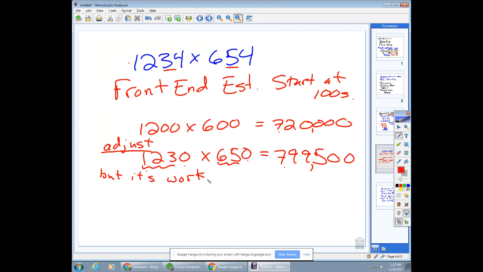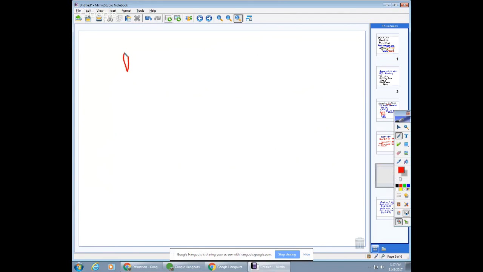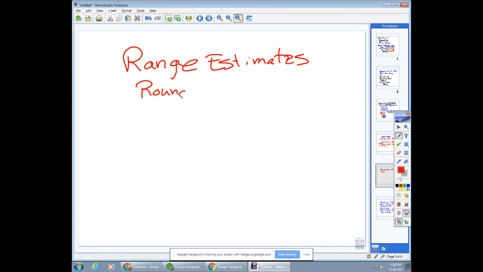Now, we can take ideas of round up and round down to get a range. So there's another technique called range estimates. And with range estimates, you pretty much go for a high and a low. So we do both a round up and we do a round down. So suppose, for example, I had 84 times 37.